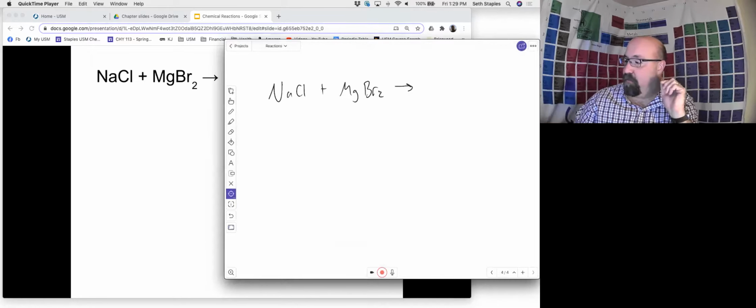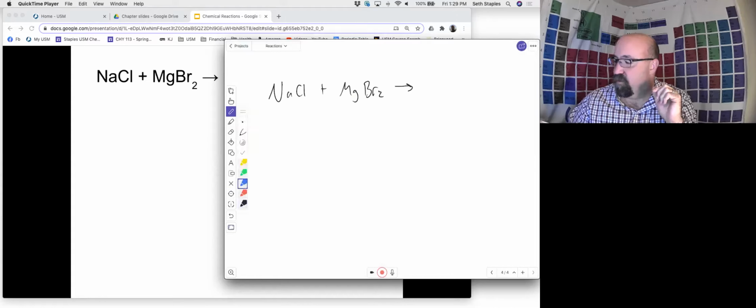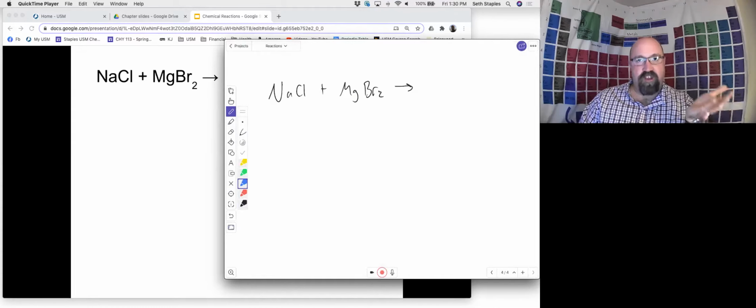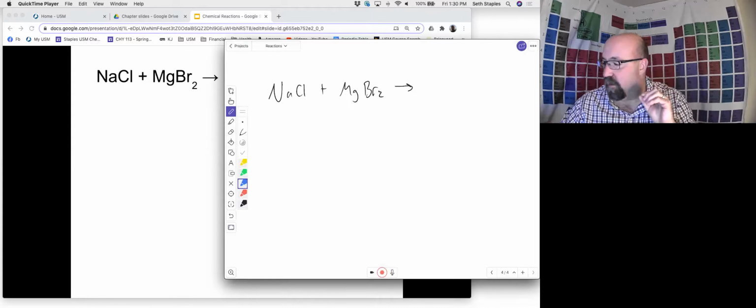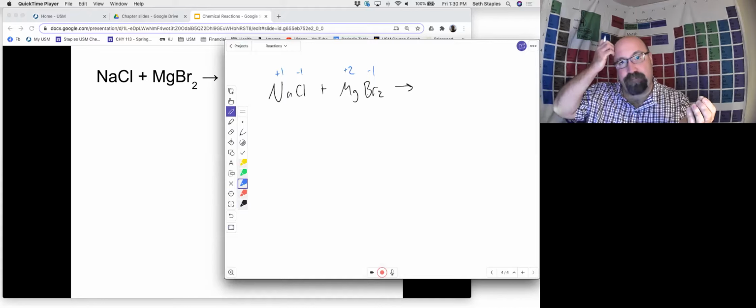And vice versa. Our positive ion from magnesium bromide will come together with our negative. And so we're going to swap around. And so the easiest thing to do, I think, when you're first approaching these, is to identify the charge and the type of charge on each ion. So we know that sodium is a +1. We know that chlorine or chloride is a -1. We know from our periodic table that magnesium is a +2, and that bromide is a -1.